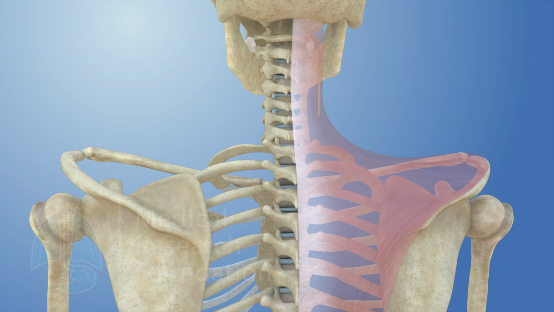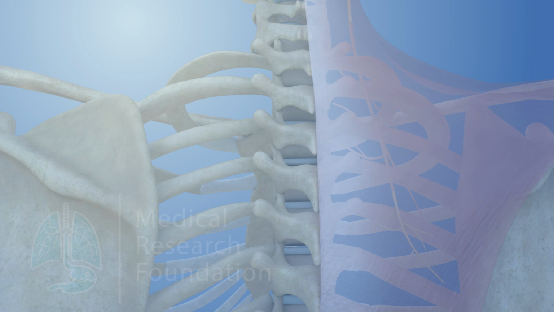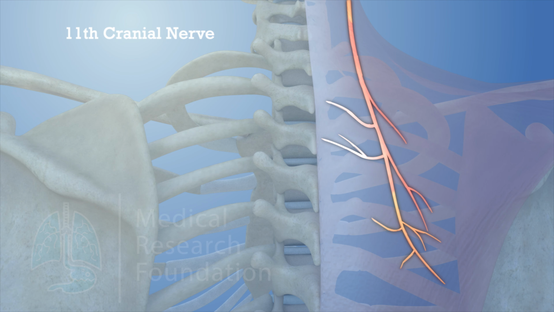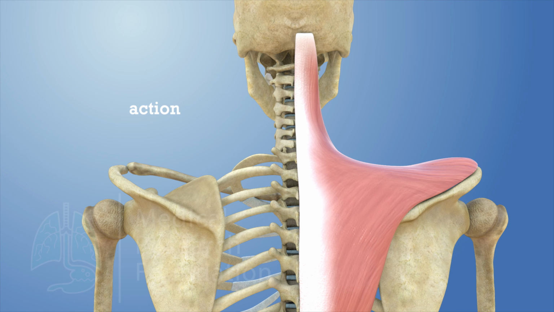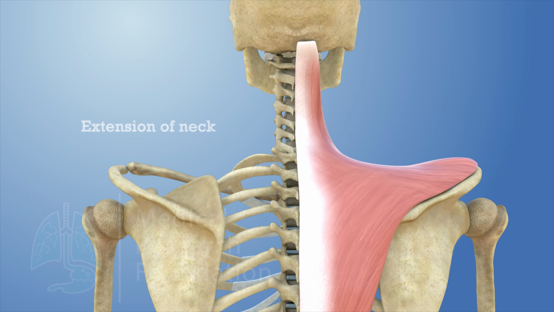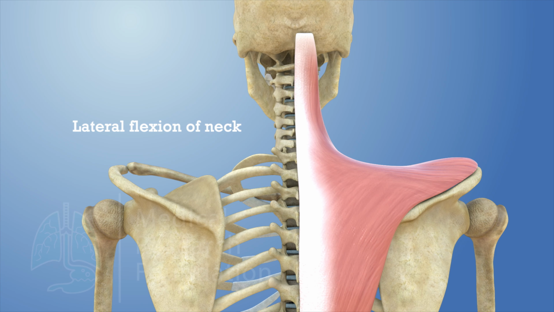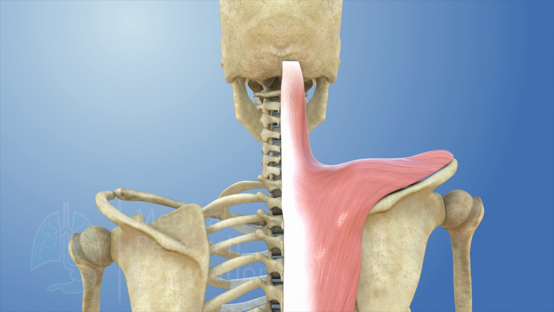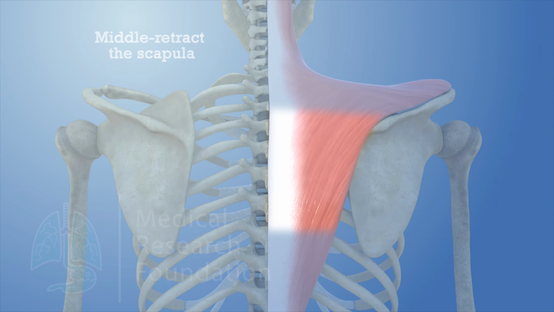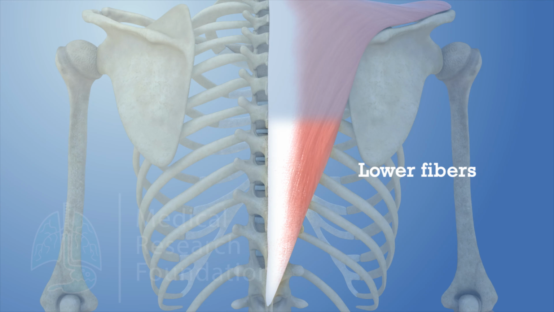Nerve supply. Spinal part of the accessory nerve, that is the 11th cranial nerve. Action. Extension of neck. Lateral flexion of neck. Upper fibers of the muscle elevate the shoulder. Middle fibers retract the scapula, and lower fibers depress the shoulders.